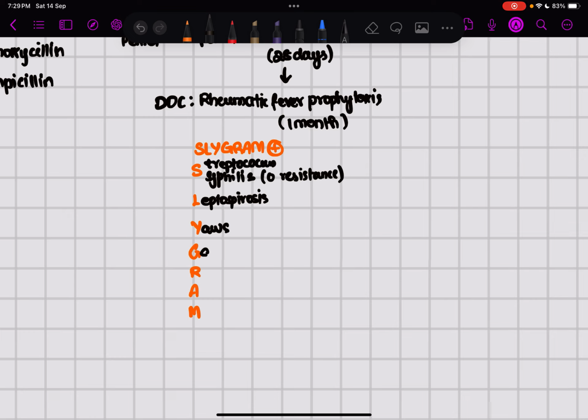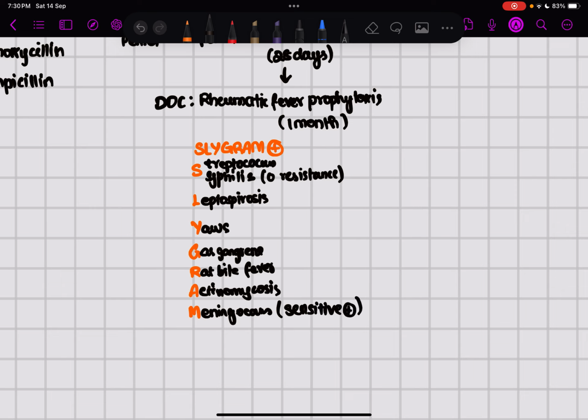G is for gas gangrene. Then R is for rat bite fever. A is for actinomycosis, and M is for meningococcus. For the sensitivity positive ones, we give penicillin in meningococcus.